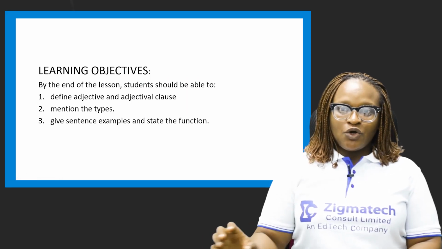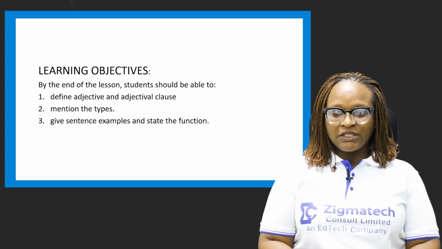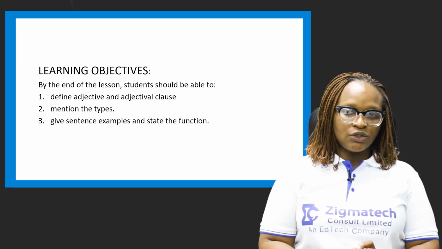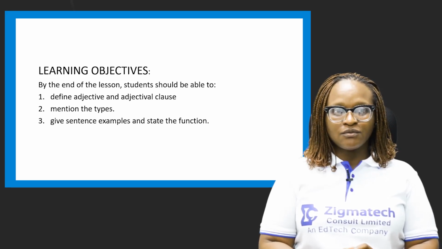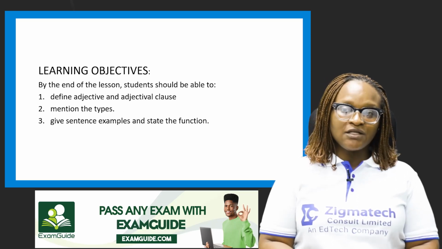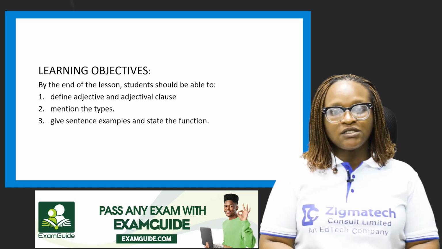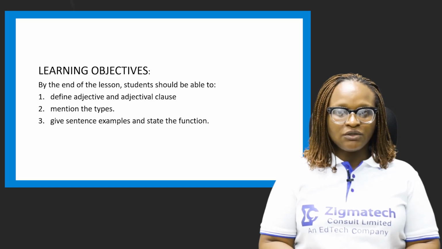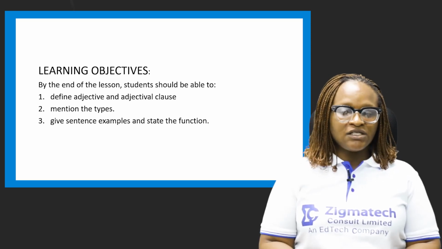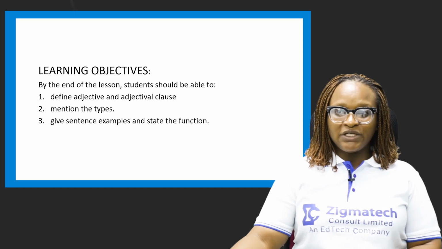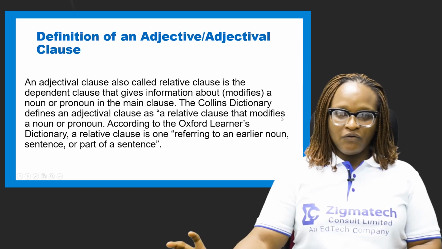Alright, before we go into the topic proper, I would like to intimate us on what clauses are and the division of clauses. Then we'll move strictly to adjectival clause, or what I call adjective clause or relative clause. But before we go into that, let's look at our learning objectives. By the end of the lesson, students should be able to define adjective and adjectival clause, mention the types, give sentence examples, and state the functions. That is what we tend to achieve by the end of the lesson.